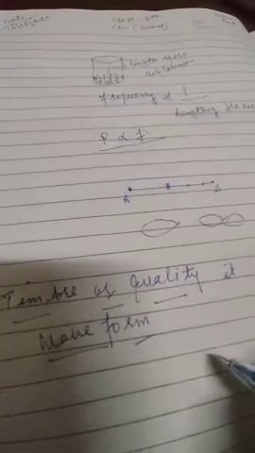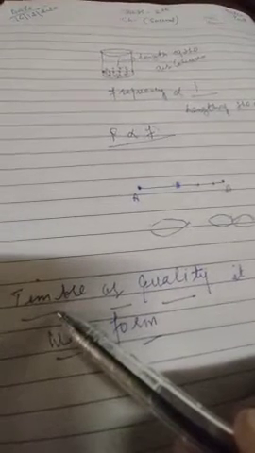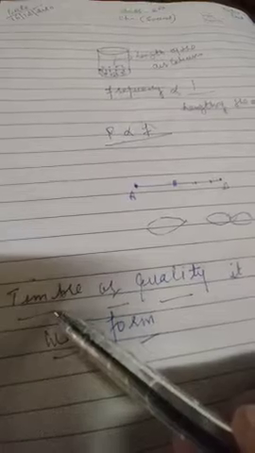So what is timbre or quality? It is the characteristic which differentiates two sounds of the same pitch and same loudness. It is also called quality or waveform. Means it is that quality or characteristic of the sound by which we can differentiate two sounds of the same pitch and same loudness played by the same instrument.